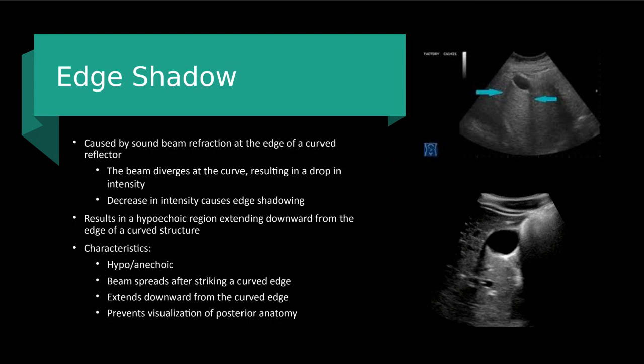It's going to be hypoechoic or anechoic in those regions and extending right down from the edges of the curved structure. Again, we're not really going to be able to visualize any information in that pathway that it has, so that can be a little bit detrimental, but we can kind of work around some of those things, right? We can very easily sweep through our gallbladder to make sure we're visualizing all of that tissue as well as we should.